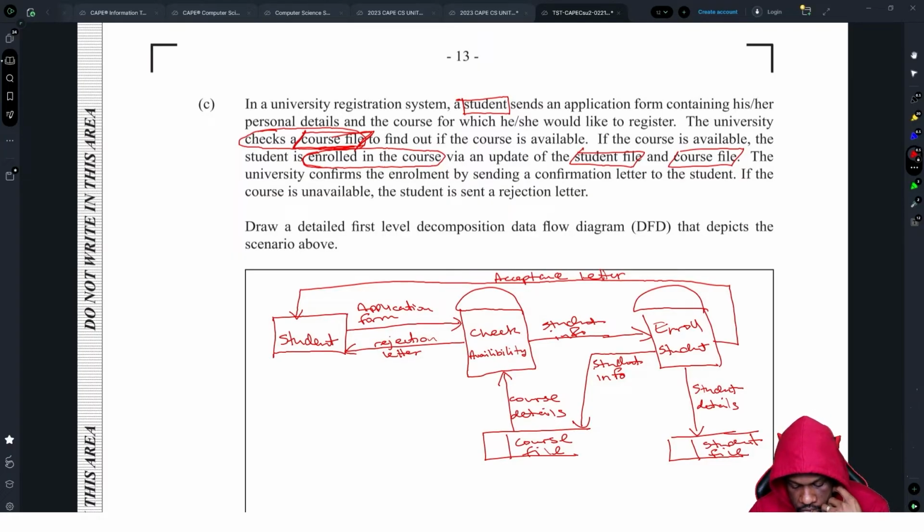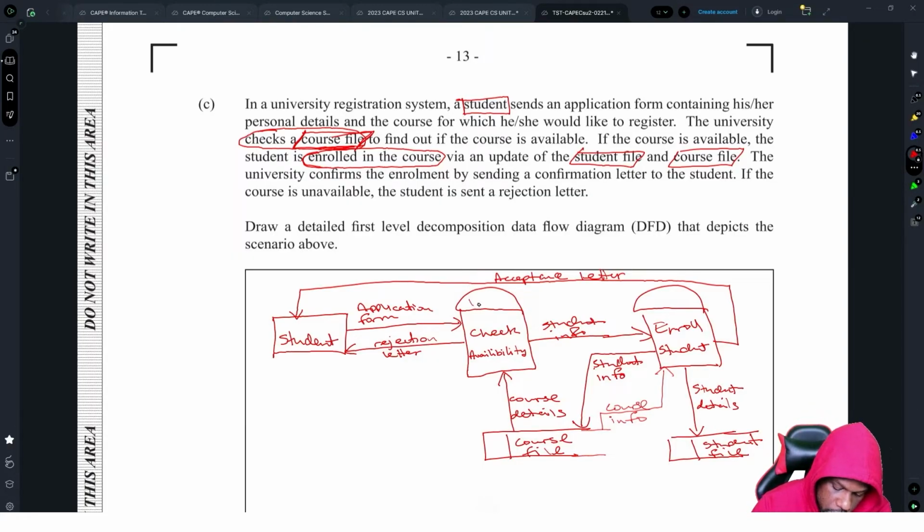Now, how is the acceptance letter going? What information is going to be put in the acceptance letter? We only get the student info, and we update information here. So in order for the acceptance letter to actually have information that matters, we have to get course info. Because for the acceptance letter to be sent, it must have the information about the course, which was in the course file. And the student info only got there. Right, yeah, that's correct.